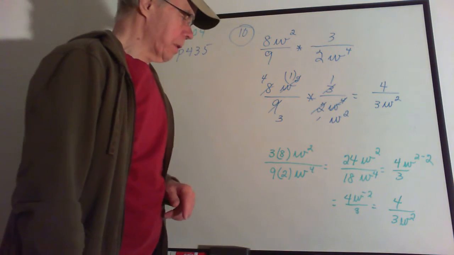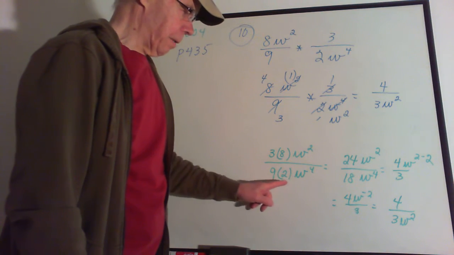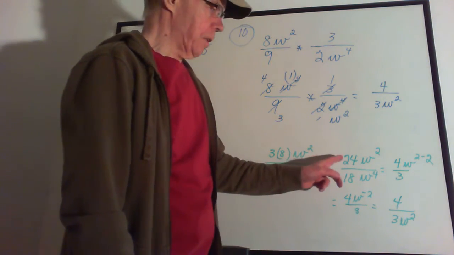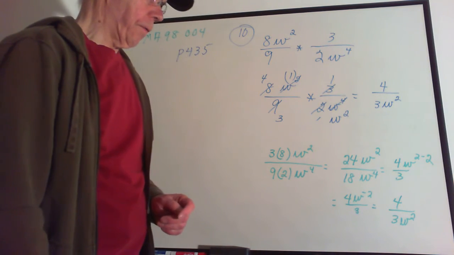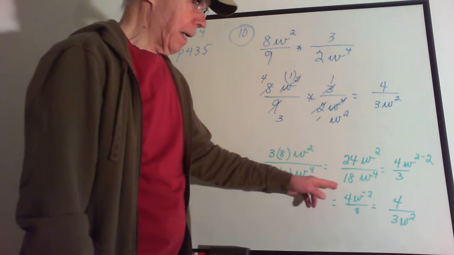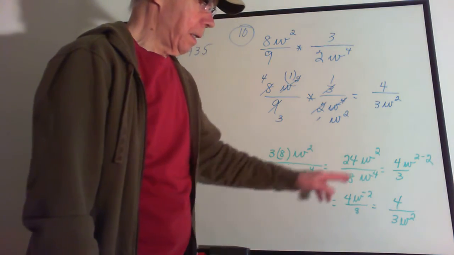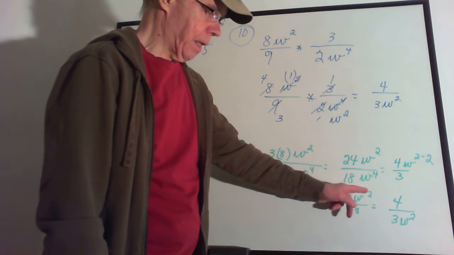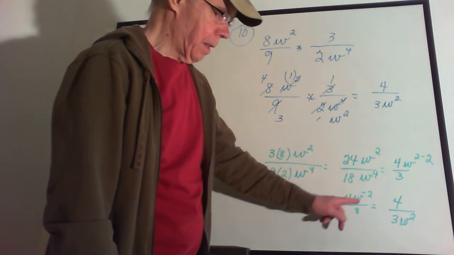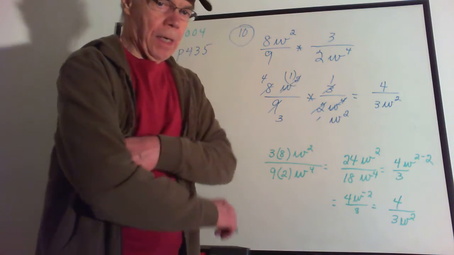Let's say I didn't do it this way, I did it the long way. It would be 3 times 8 times w squared, 9 times 2, w to the 4th, which gives me 24w squared over 18w to the 4th power. Well, I can divide both of these by 6, so I get 4 over 3. I'm going to subtract my exponents, so I get 4w to the negative 2 over 3. I don't want a negative exponent, so I put it in the denominator. I have the same answer.